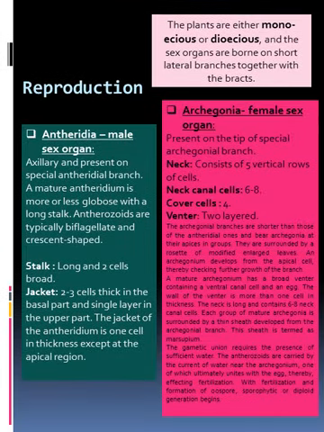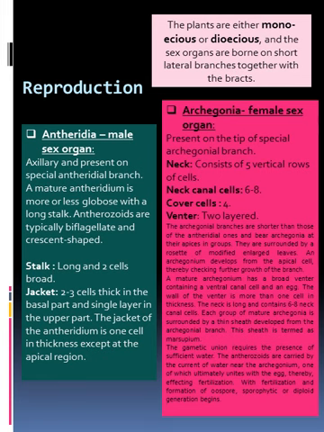As far as reproduction in the Porella plant is concerned, sexual reproduction occurs when they can be monoecious or dioecious. Monoecious means the male and female sex organs are borne on the same plant, and dioecious means the sex organs, antheridia and archegonia, are borne on 2 different plants. The sex organs are borne on short lateral branches together with the bracts. Antheridia is the male reproductive organ, while archegonia is the female sex organ.